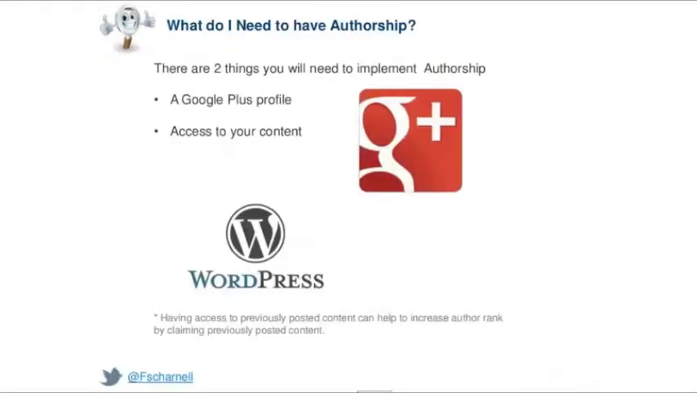So what you need to have authorship, there's two things that you need to have. The first one is a Google Plus profile, and the second is to have access to your content. A lot of people might ask, why do I need a Google Plus profile? Well, this is exactly why you need it, and you might not use it as often as a Facebook or a Twitter, but it definitely has its uses. And it definitely is something that you need to have for this authorship. And then access to your content. If you happen to have some content that you don't have access to, that you maybe did in the past, if you can try to get access to it, you can also confirm that you're the author on that content as well. So having the access to your content is valuable.